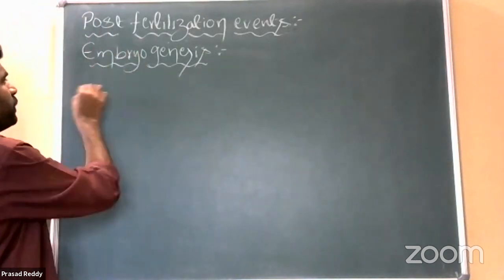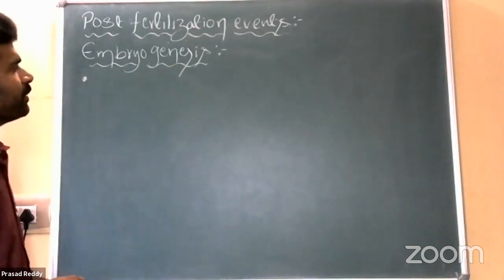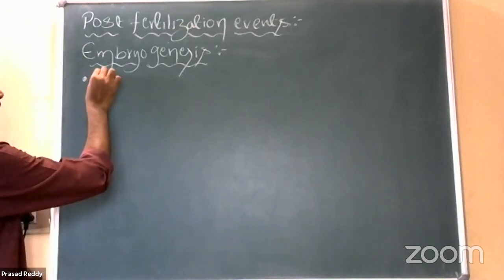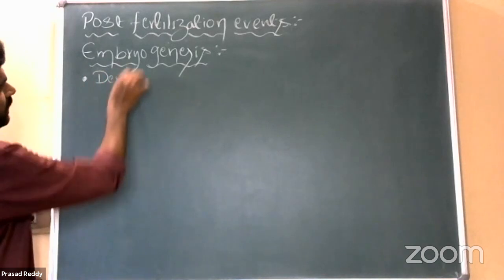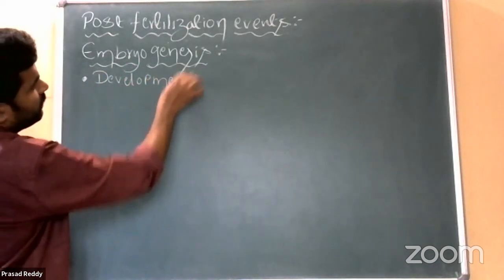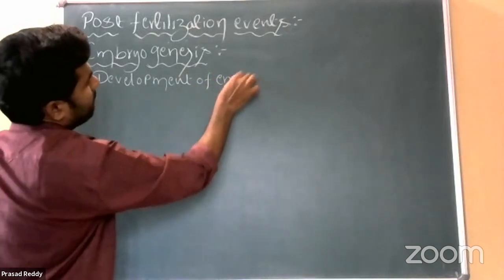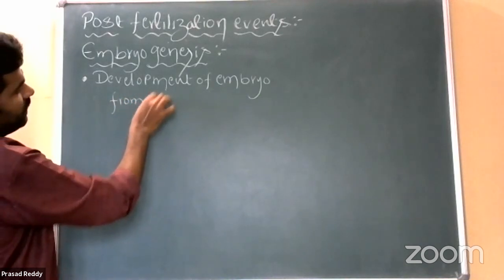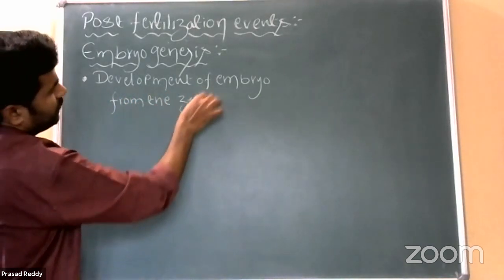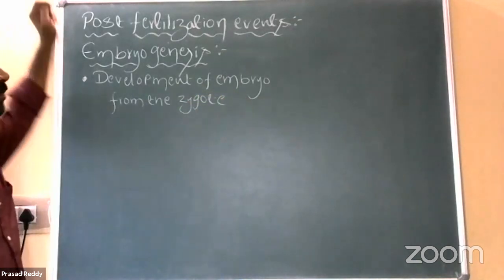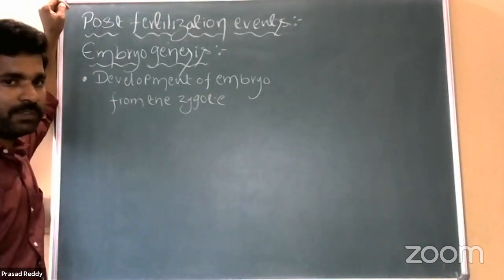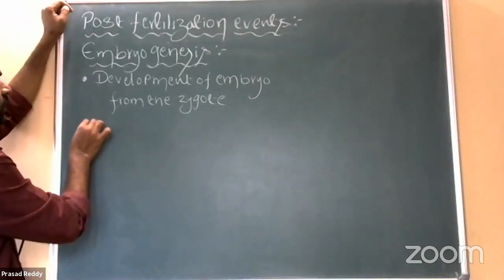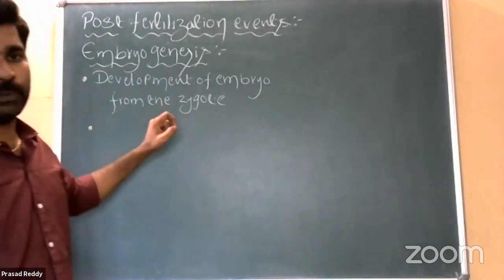Then come to embryogenesis. What is embryogenesis? It is a process of development of embryo from the zygote. The development of embryo from the zygote is called embryogenesis. Okay, done.